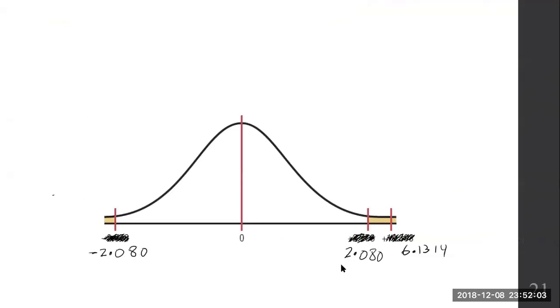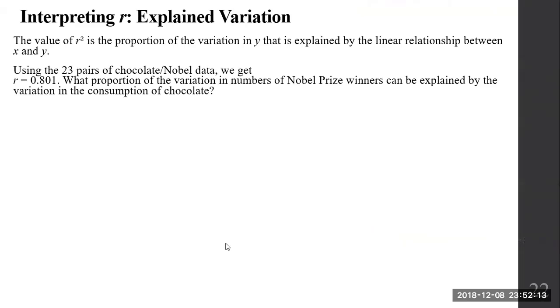So that was the part that we had earlier to show that we get the same exact result when we find these values. The value of r squared is the proportion of the variation in y that is explained by the linear relationship between x and y. Using the 23 pairs of chocolate and Nobel data, we get r is equal to 0.801. What proportion of the variation in the number of Nobel Prize winners can be explained by the variation in consumption of chocolate?